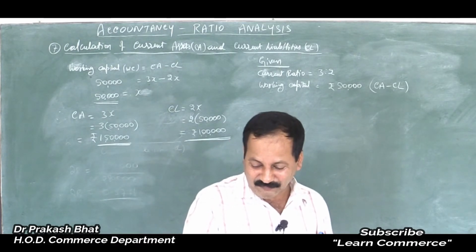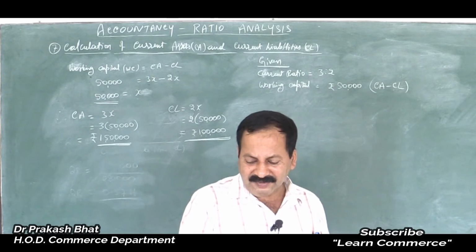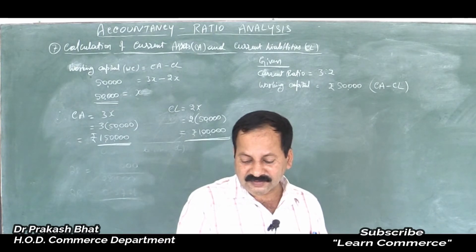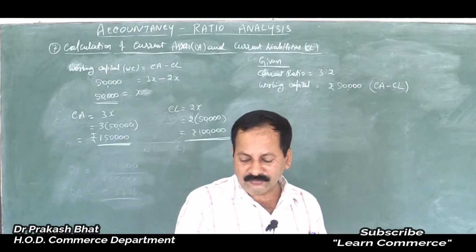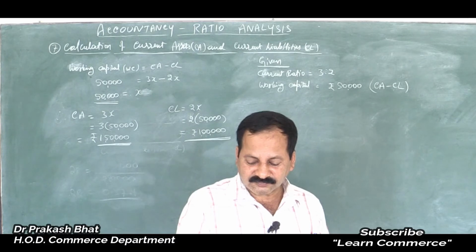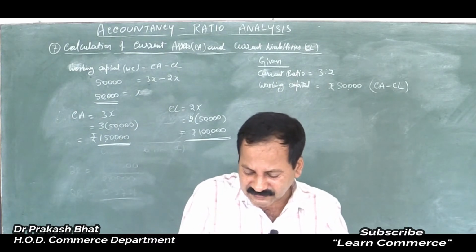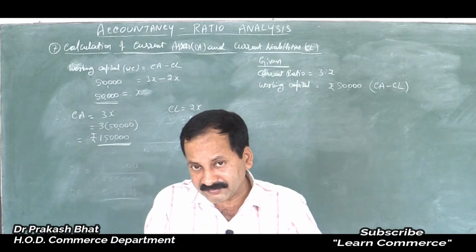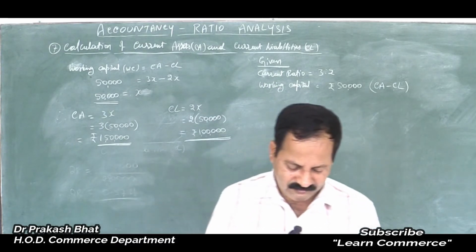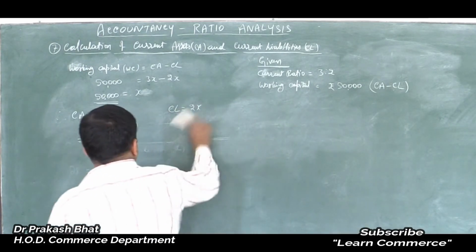Now, let us move further. Problem number 10. Honda Limited has inventory of rupees 20,000. Total liquid assets are 1 lakh and quick ratio is 2:1. Calculate current ratio. They told us to calculate current ratio. Let us analyze what information is given in the problem first, then we will solve it.